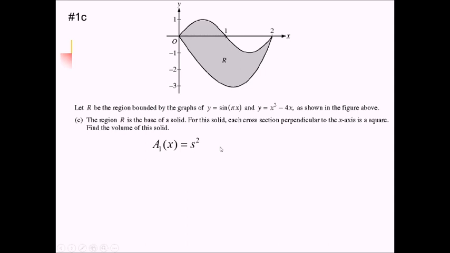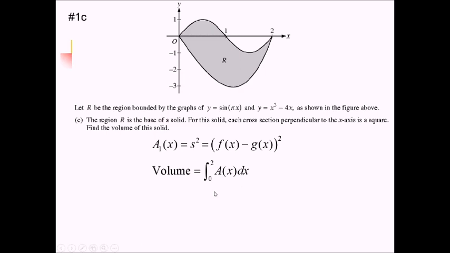So this particular area formula, we have s squared. But now in order to integrate this, I need to express it in terms of x. So the base of the squares are just going from one end of this bounded region to the other, perpendicular to the x-axis. That means the side of the square is just going to be top minus bottom, which in this case is f of x minus g of x. So I can just write f of x minus g of x squared. And my limits of integration are the same as they were for finding the area of this whole bounded region. So my volume then is going to be the integral from 0 to 2 of this A sub 1 of x dx that I just wrote here.